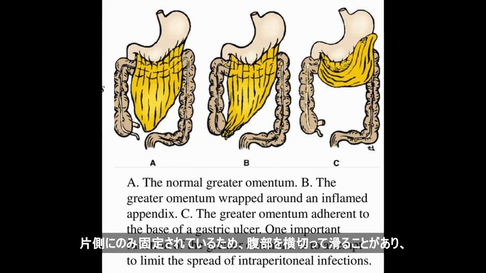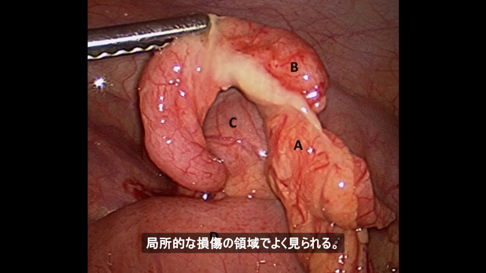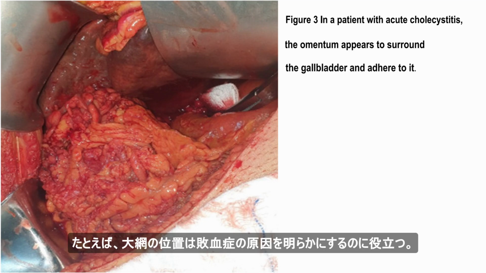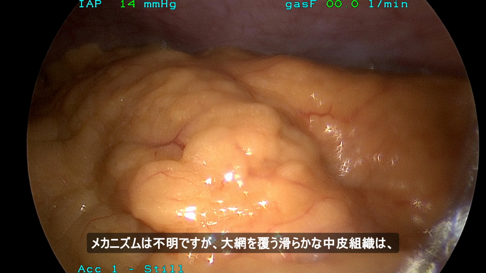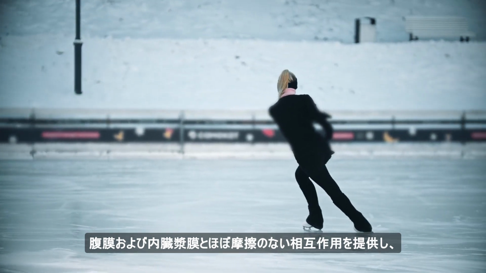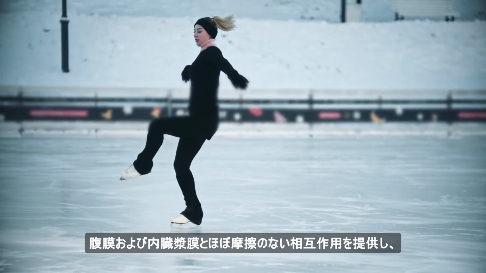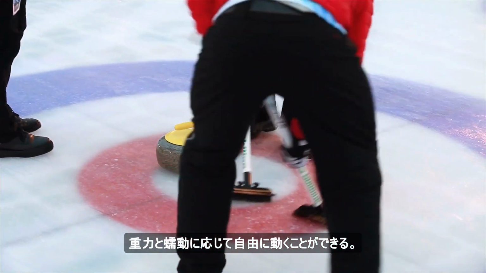Fixed only along one side, it can slide across the abdomen and is often found in the area of localized injury. For example, the position of the greater omentum can help to reveal the source of sepsis. The mechanism is unclear, but the smooth, mesothelial tissue covering the greater omentum provides nearly frictionless interaction with the peritoneum and visceral serosa, allowing it to move freely in response to gravity and peristalsis.